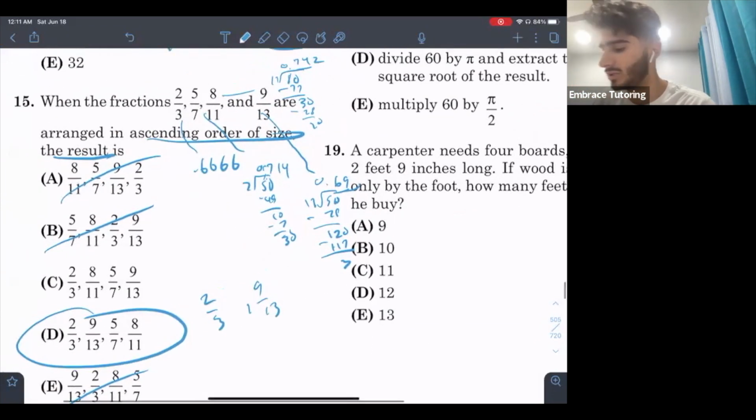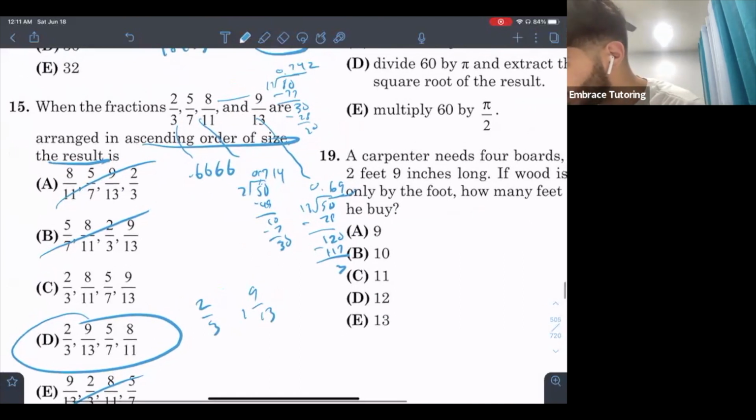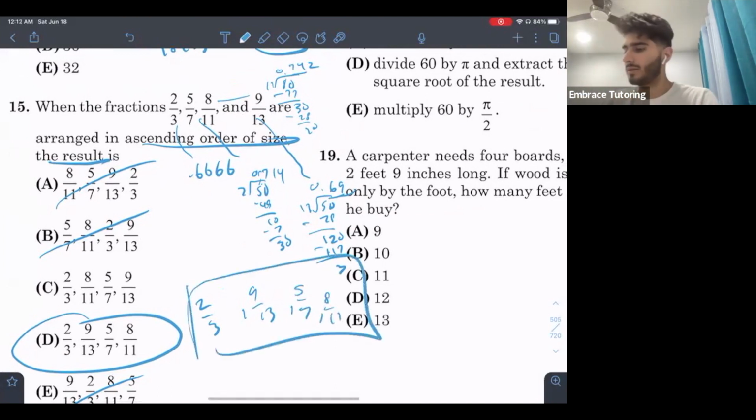Choice D is correct, obviously, because 8/11 no. And then it would be 5/7, and then 8/11 is the largest. Yep, that's how you would do it. That is choice D for 15.